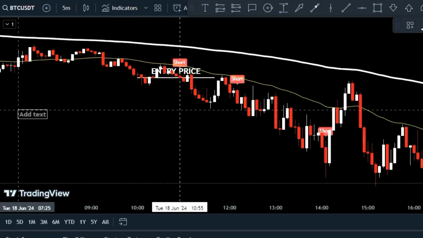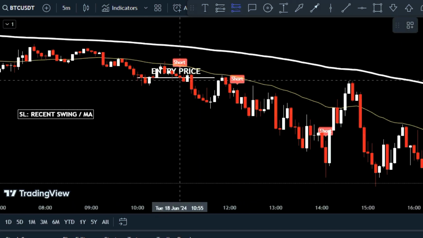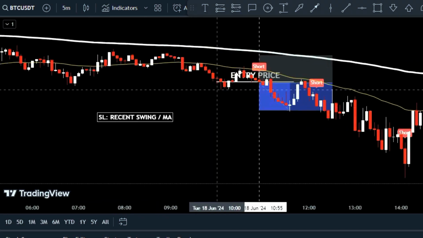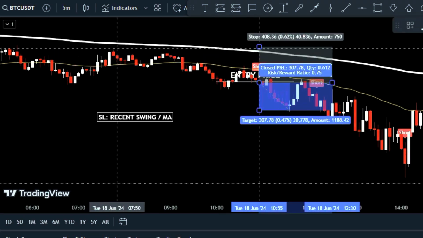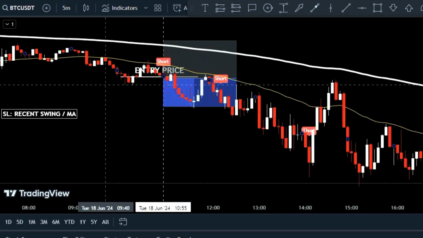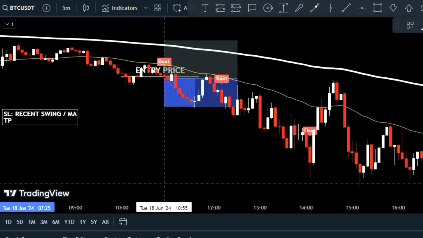But wait, there's more. Risk management is crucial. So let's cover setting a stop loss for the trade. You've got two options here. Use the most recent market swing high, pretty self-explanatory, or set the stop loss slightly above one of the moving average lines. This gives your trade some breathing room. Managing risk is a big deal in trading, so make sure to choose a stop loss strategy that works for you.